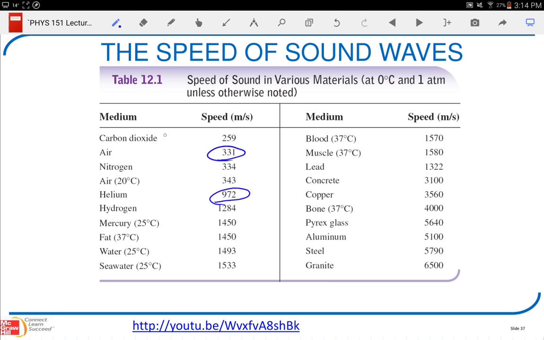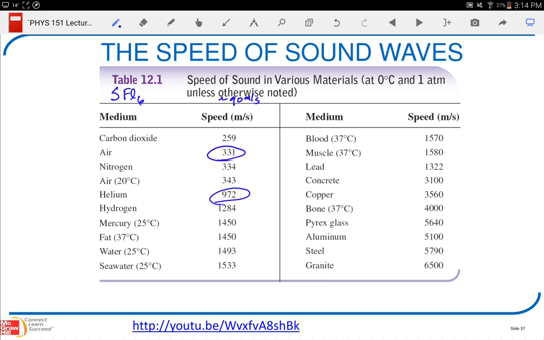Now, not shown here is sulfur hexafluoride. It's easier to write SF6. Sulfur hexafluoride has a speed of sound that's somewhere in the ballpark of 90 meters per second.